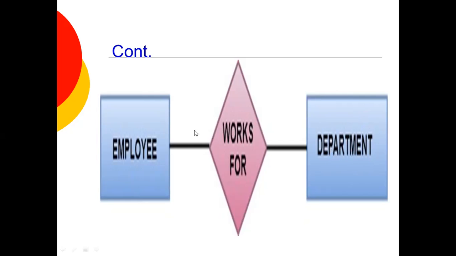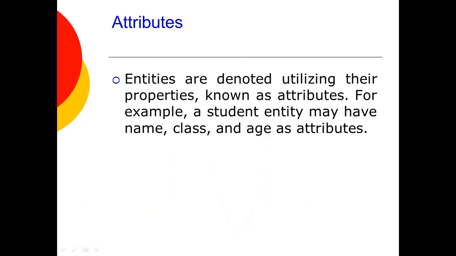And how these entities have a relationship between each other or among each other, we can interface here with the help of the relationship symbol. So this diamond shape is called the relationship between the entities. Now here we can see the different attributes.